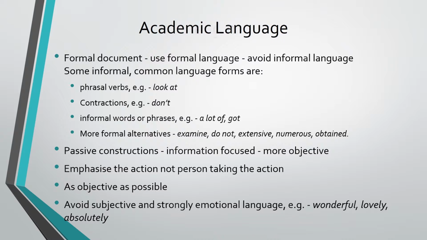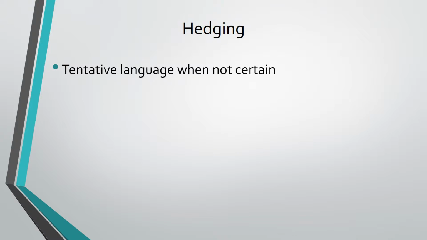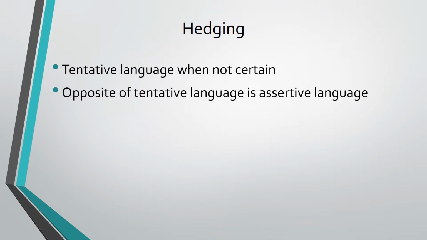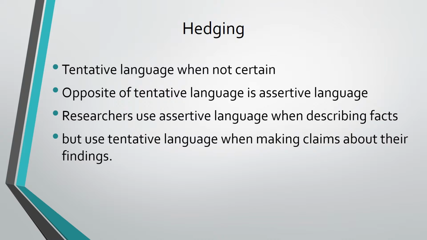The second feature is hedging. Hedging means using tentative language for things you are not certain about. The opposite of tentative language is assertive language. Researchers use assertive language when describing facts, but use tentative language when making claims about their findings.